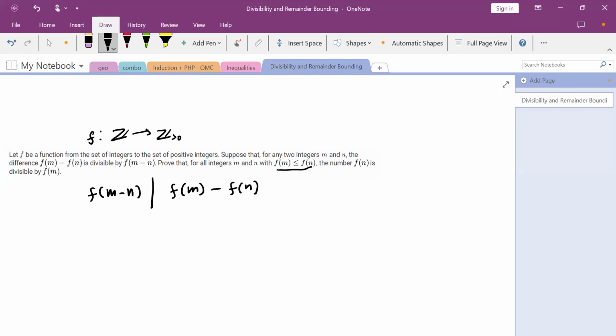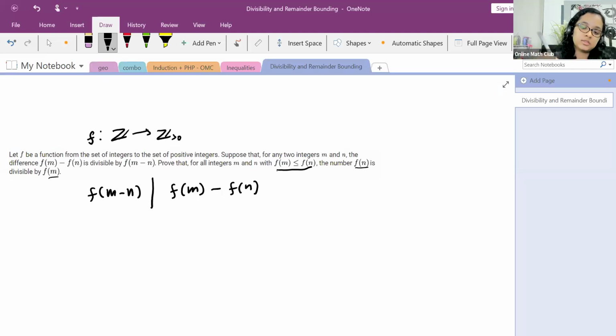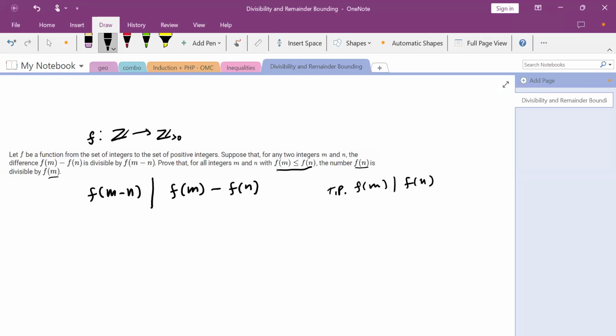The first thing we need to prove is for all m, n with f(m) plus equal f(m). This is divisible by this. So you need to prove f(m) divides. Can we start by putting in values like m equals 0? Yeah, sure. You can do that.